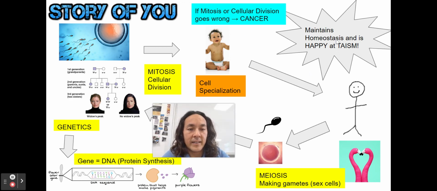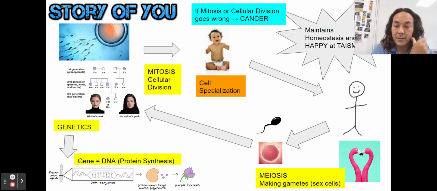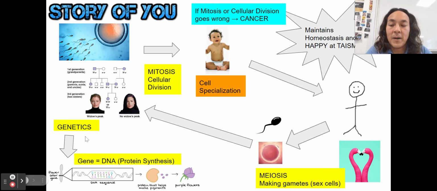We're maintaining homeostasis. We're happy here at TAISM, so we're keeping our blood glucose levels or our pH levels the same, or our water levels. Organisms make gametes or sex cells through the process of meiosis, and then when they're combined together, that is genetics, looking at which genes came from which parent, and then the probability that certain phenotypes will arise. And once again, that centers upon genetics really looking at DNA and how that codes for a protein.